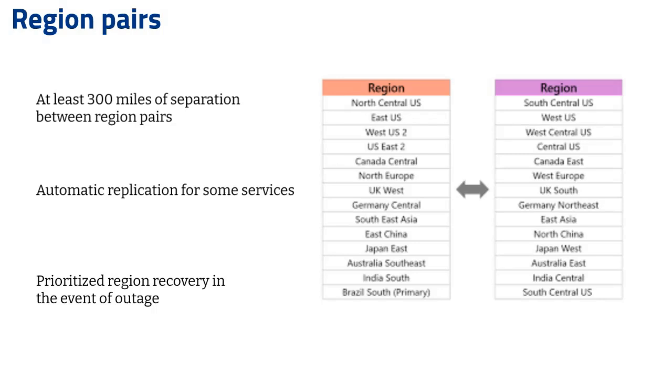Because the pair of regions are directly connected and far enough apart to be isolated from regional disasters, you can use them to provide reliable services and data redundancy. Most regions are paired in two directions, meaning they are the backup for the region that provides a backup for them.